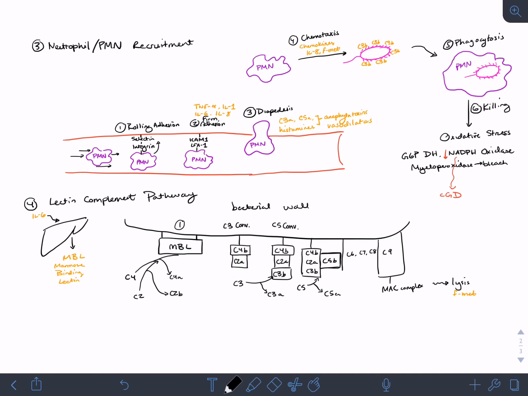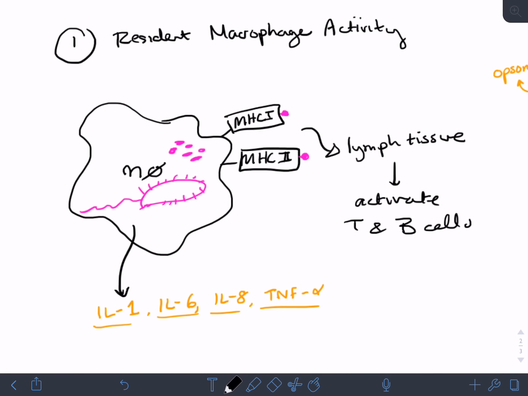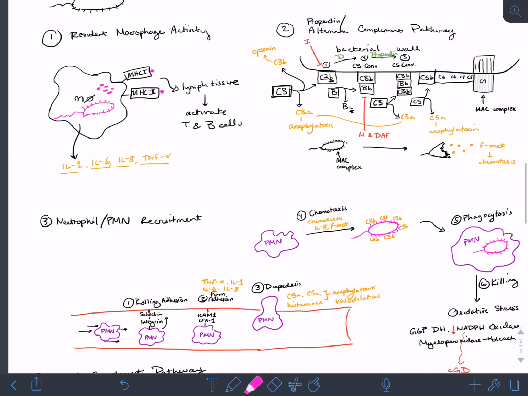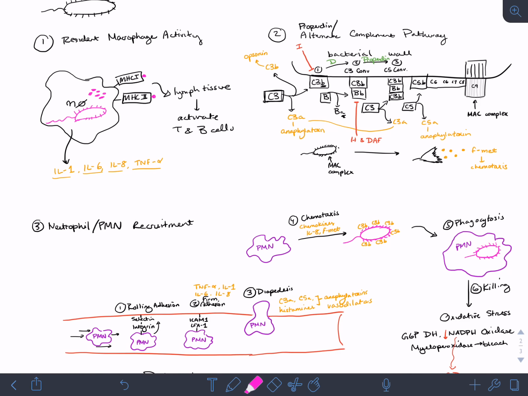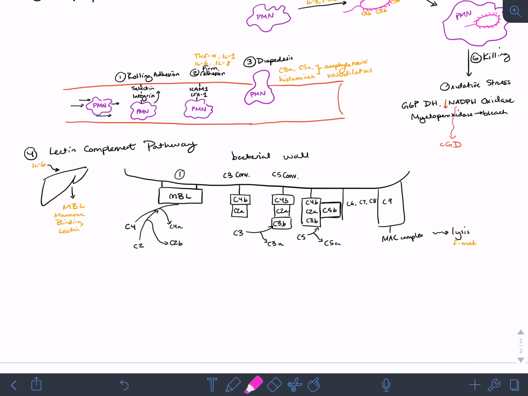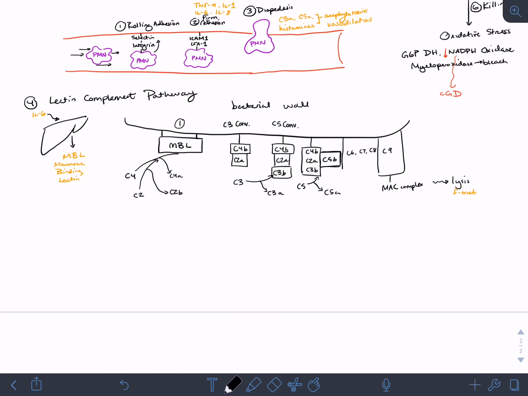Okay? So now we mentioned right here that your resident macrophage activity has an important function in that it's going to go to your lymph tissue and it's going to activate T cells and B cells. So while steps 1, 2, 3, and 4 are all happening, while the alternate pathway is continuing, while neutrophil recruitment is happening, while the lectin complement pathway is happening, your macrophages are busy. They're going to your lymph tissue and they're activating your adaptive response. So now your adaptive response comes into play. Okay?